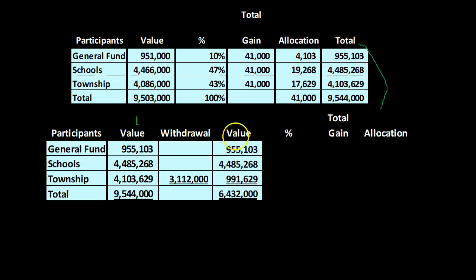The new value then is going to be these items pull over, of course, no change there. And then this one goes down to $991,629. Here then is our total. Now we need new percentages.